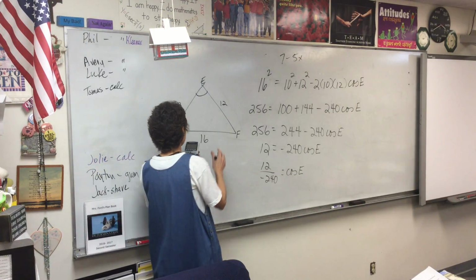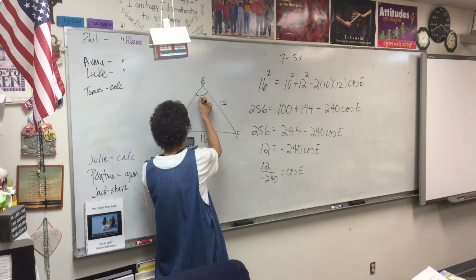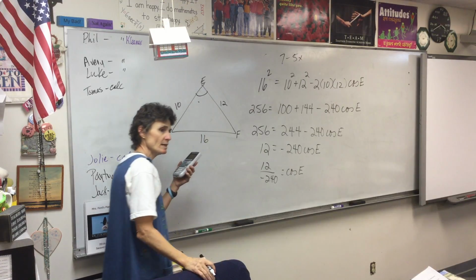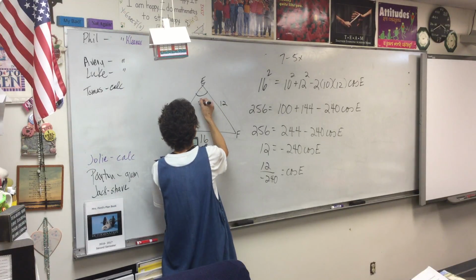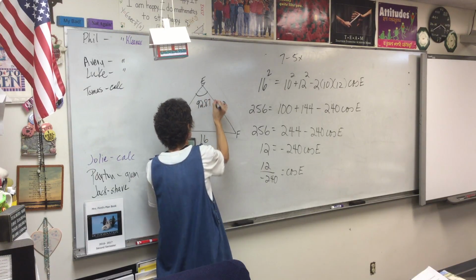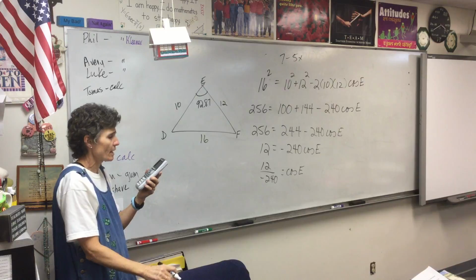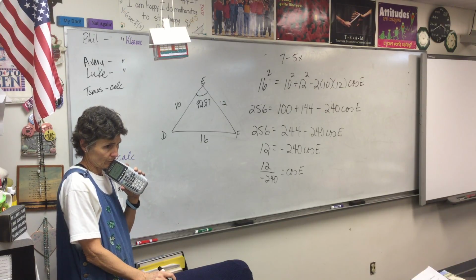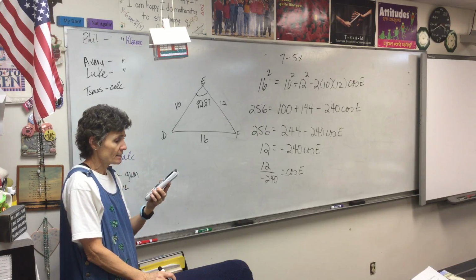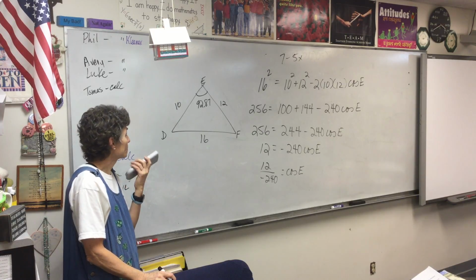So what did we get for angle E? 1.62. Are you in radians or degrees? Yes. I got 92.87. So try it again, Deshani. Second cosine, negative 0.05. Did you get 92? Yeah. Okay.